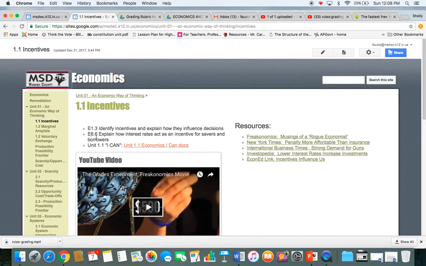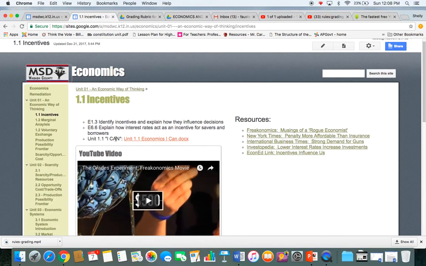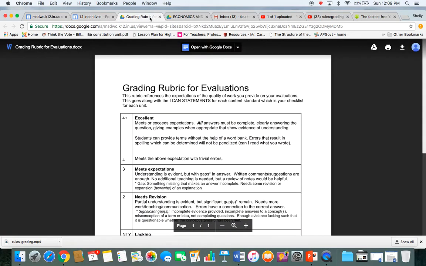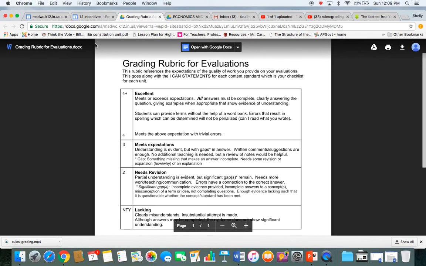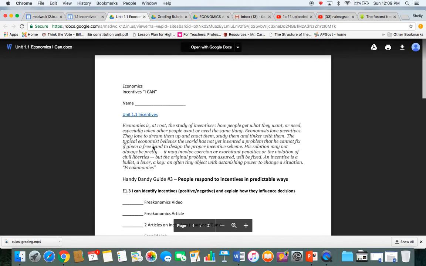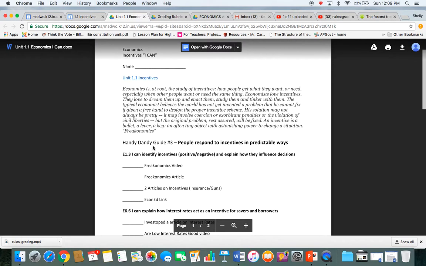You'll click on that, and there are actually two economic standards. These come directly from what I pulled from the state of Indiana, the Department of Education. The two standards that deal with incentives are: identify incentives and explain how they influence decisions, and explain how interest rates can act as an incentive for savers and borrowers. You were supposed to print off the copy of the grading rubric that I'm going to be using, and in conjunction with that, I'm also going to be using the I can statements for each unit.